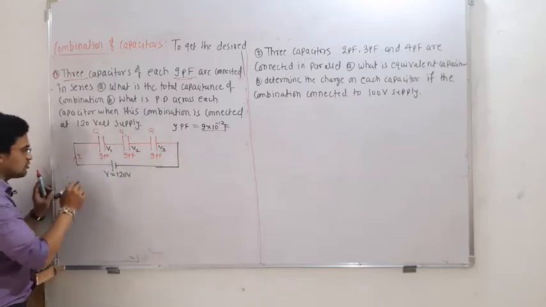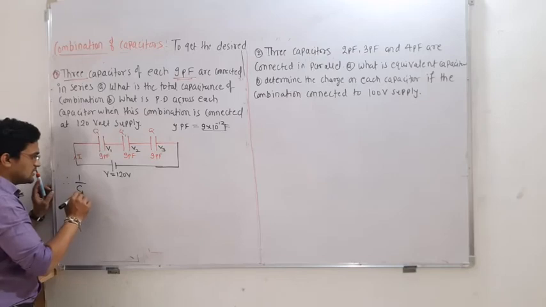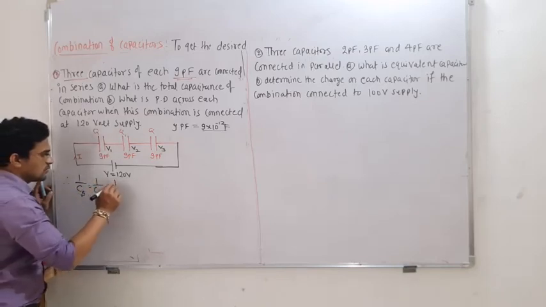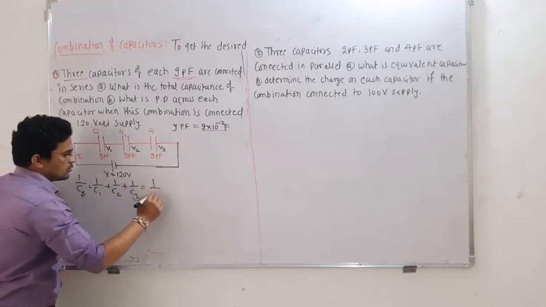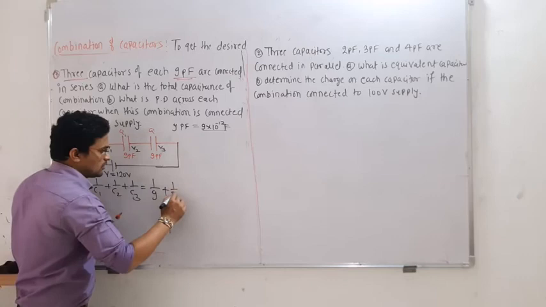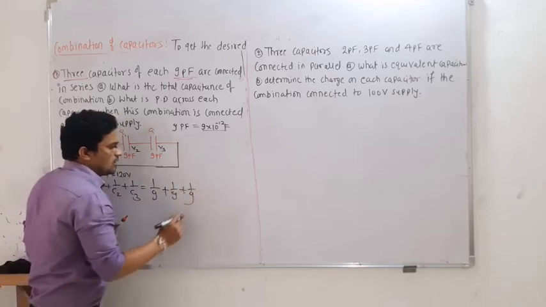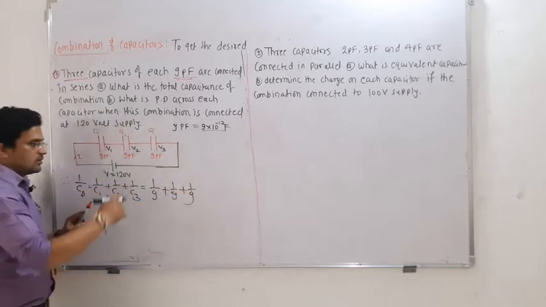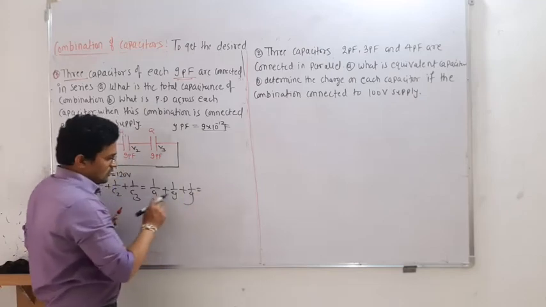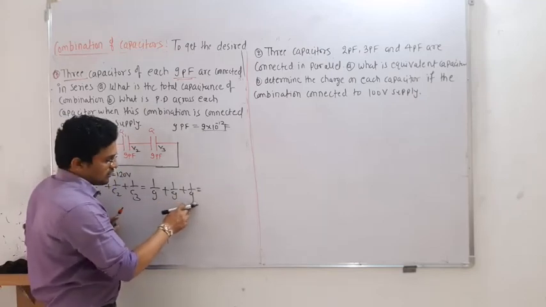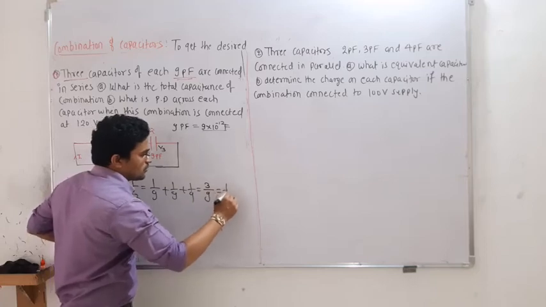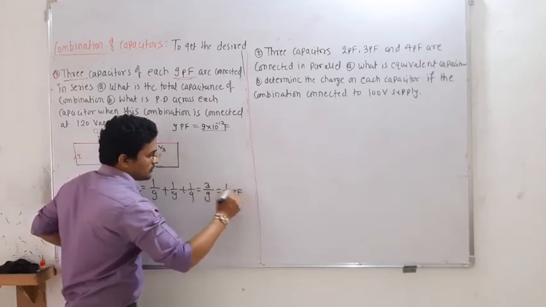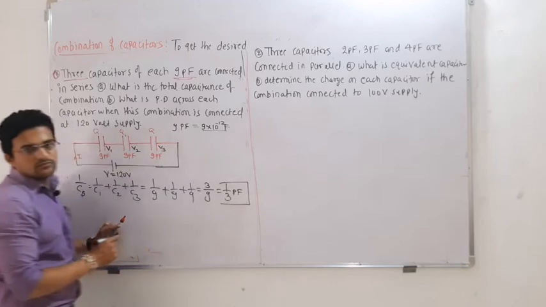Okay, so first you have to find 1 upon Cs, that is the equivalent. It is nothing but 1 upon C1 plus 1 upon C2 plus 1 upon C3. So it will be 1 upon 9 plus 1 upon 9 plus 1 upon 9. The picofarad I will write down later. Since the bases are the same, just add them. So it becomes 3 by 9, so it becomes 1 by 3 picofarad. So this is the equivalent capacitance, in picofarad.